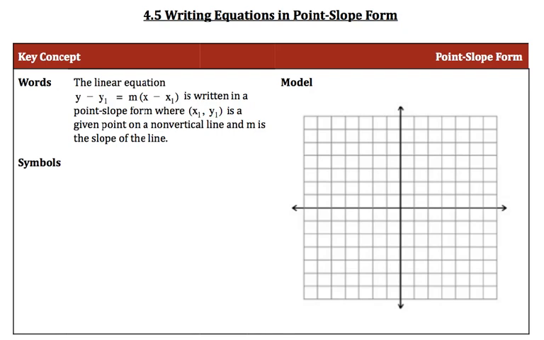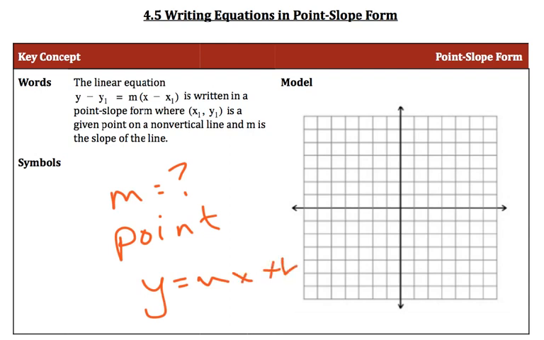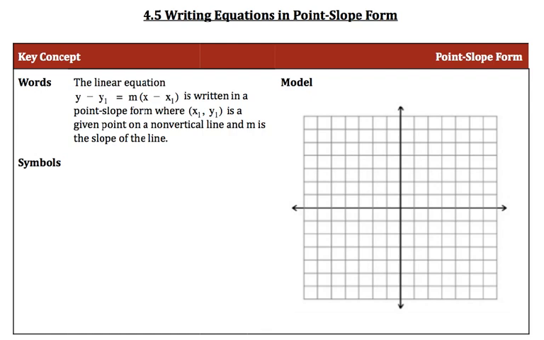Writing equations in point-slope form. Now in the last section we did problems where if we knew the slope and also a point, we could definitely come up with y equals mx plus b. We could work our way towards that. But here we're going to have something called point-slope form. So it's the shape and appearance of it.